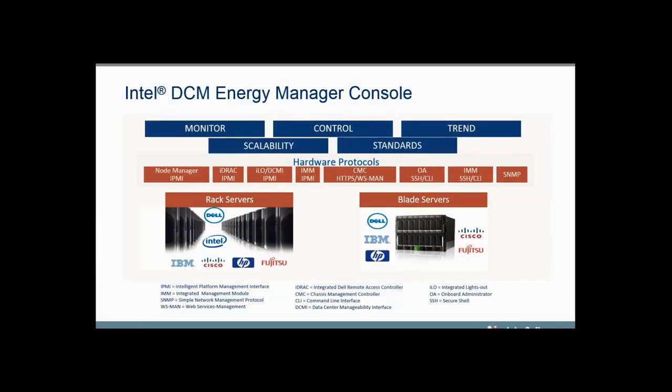So this is a very basic overview of the architecture of DCM. We're going to start down here at the bottom where you can see all of your rack servers and blade servers. And this kind of gives you a little representation of all the different sort of devices we're able to talk to in your environment. So here we can see Dell, HP, Cisco, IBM, all of your big OEMs that you would expect to see.